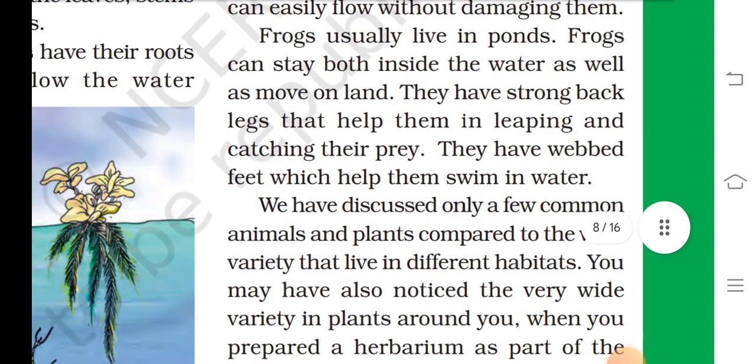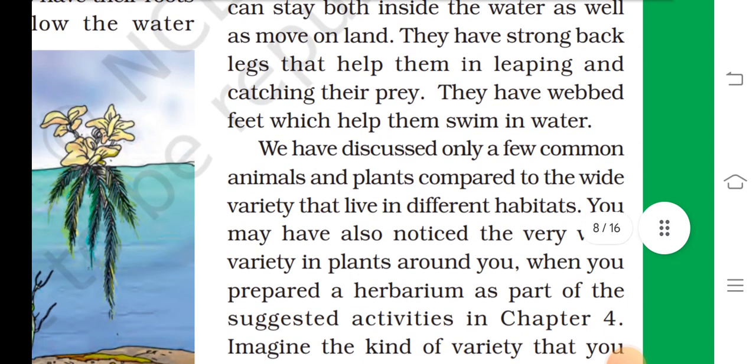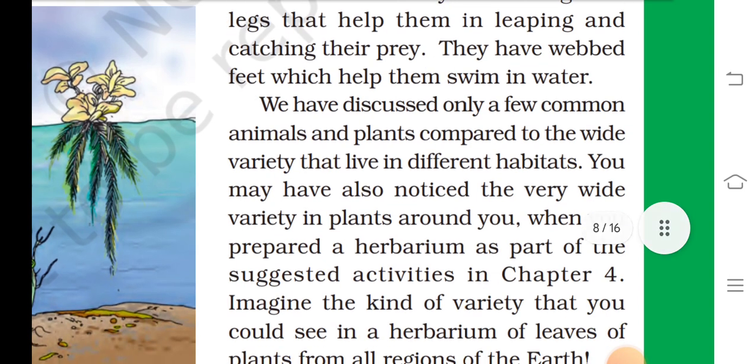Frogs usually live in ponds. Frogs can stay both inside the water as well as move on land. They have strong back legs that help them in leaping or catching their prey. They have webbed feet which help them swim in water.